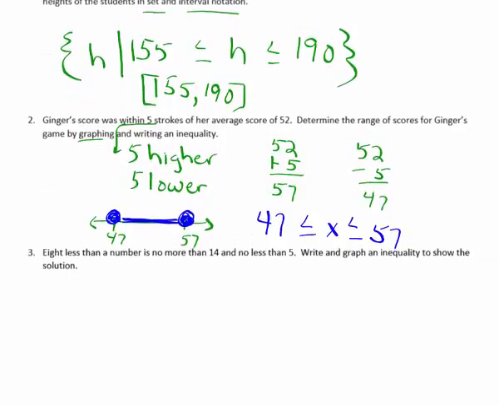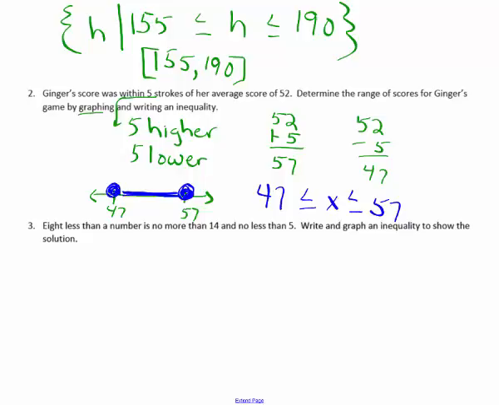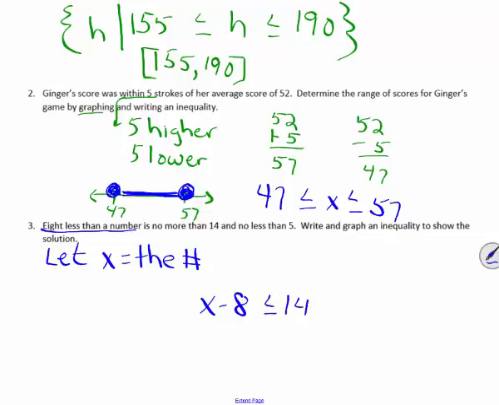Okay, number 3. 8 less than a number is no more than 14 and no less than 5. Write and graph an inequality to show the solution. So here we actually have to write an inequality to solve. So I'm going to let x equal the number. So 8 less than a number, x minus 8, is no more than 14, less than or equal to 14, and no less than 5. So I'm going to write it as a compound inequality.